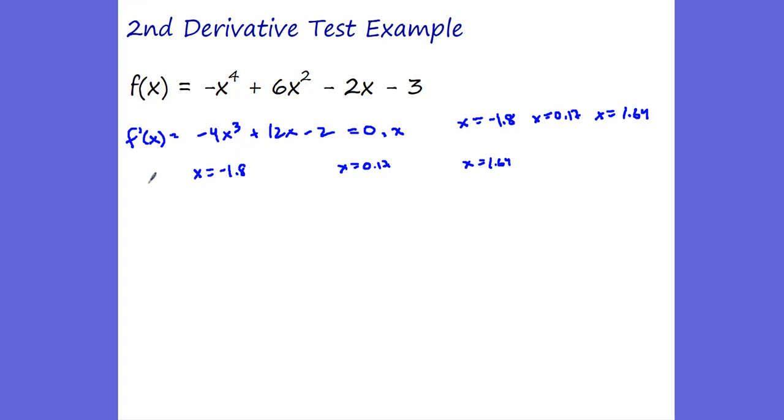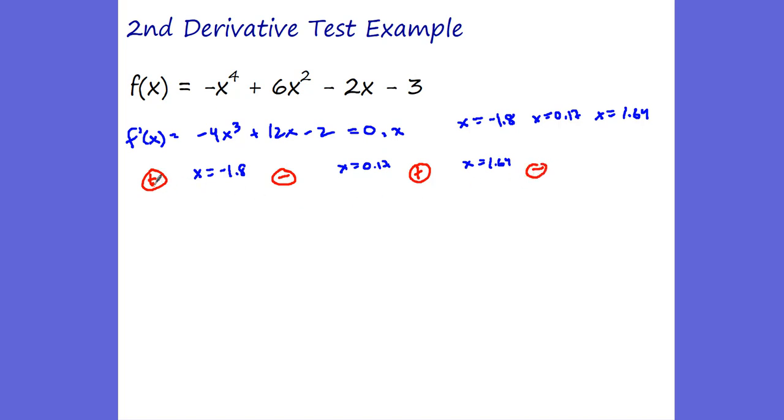If we test lower than negative 1.8, say negative 2, and we plug that right in, we're going to get positive values. If we plug in 0, we get a negative value, like negative 2. If we plug in greater than 0.17, less than 1.64, like x is equal to 1, put in 1 in here, you're going to get positive values. You put in a number like 2, and we would end up getting negative values.